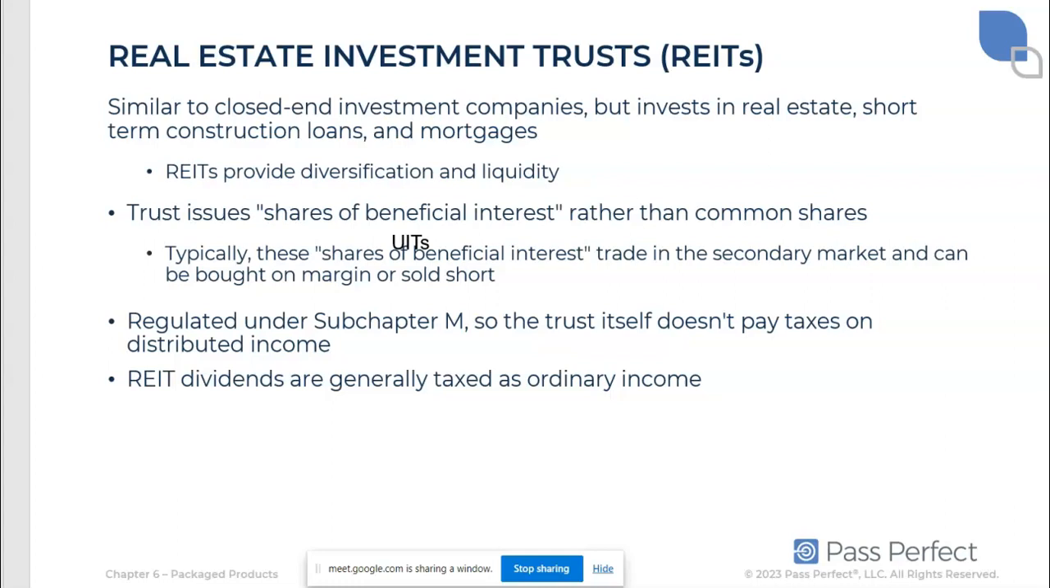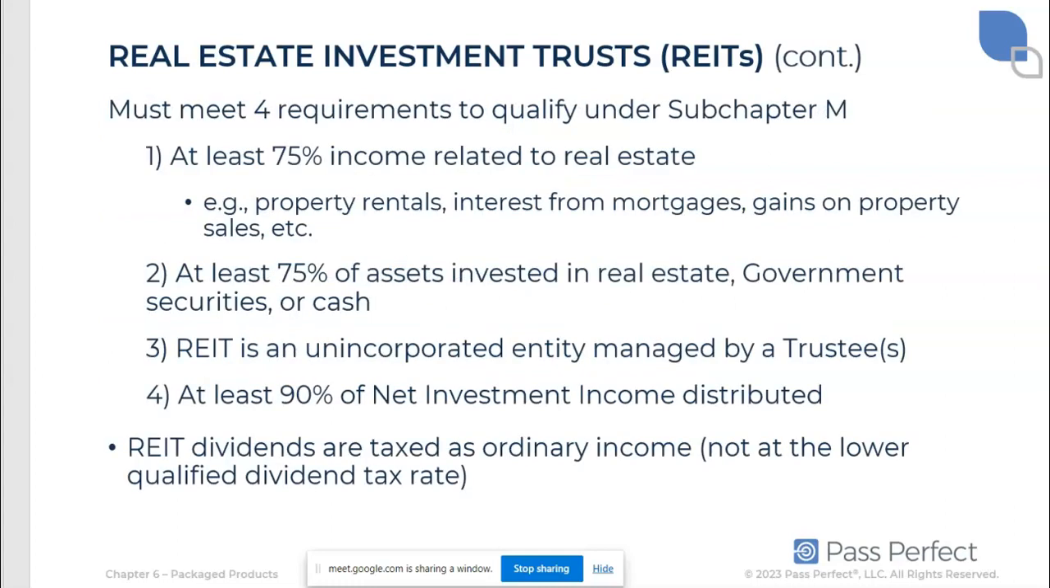Now, even though they're not defined as mutual funds or investment companies, they're still subject to the same tax rules that mutual funds have, and they are regulated under Subchapter M. They are required to distribute a minimum of 90% of their net income, that's after expenses, and pay it out as a dividend to investors to be in compliance with the tax code. And the dividends are typically taxed as ordinary income. Okay, so what does it do? Basically, when someone buys a real estate investment trust, they buy into a portfolio of real estate.